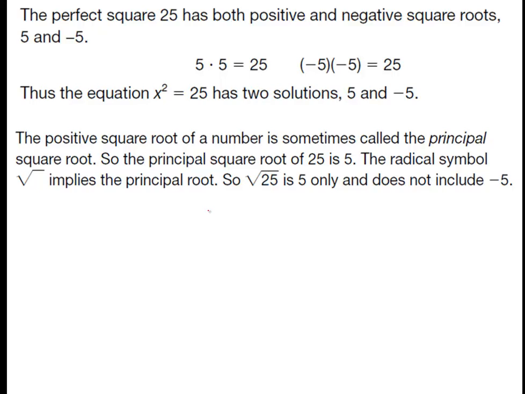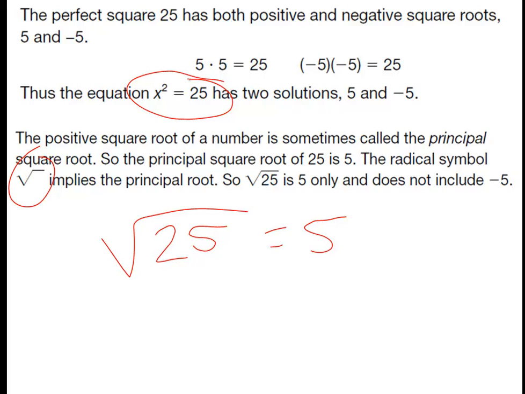But when we see something like this, 25, underneath the radical symbol of the square root right here, then the answer is only positive. And they call that the principal square root. So the principal square root of the square root of 25 equals 5 only. But in this equation right here, you'd have both 5 and negative 5.